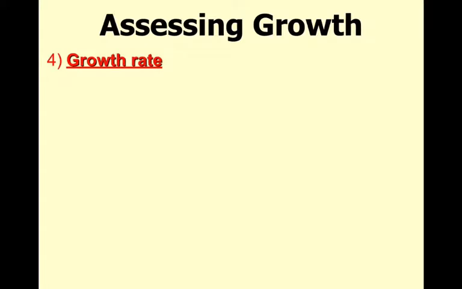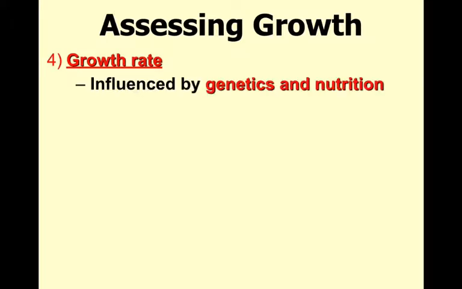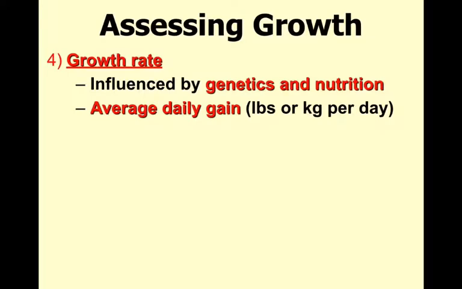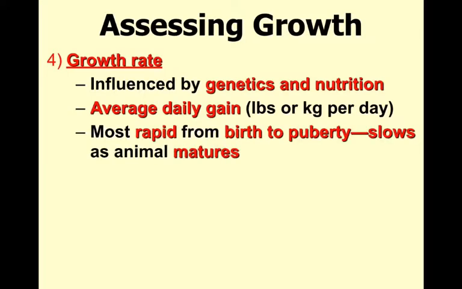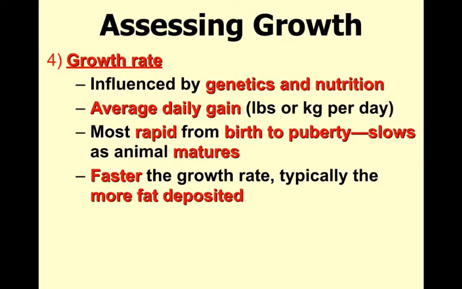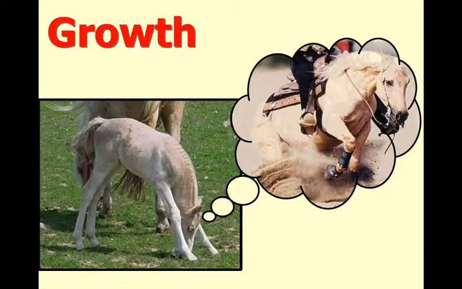The fourth way to assess growth is through growth rate. We started looking into that last week when we were talking about average daily gain, and it is influenced by a combination of genetics and nutrition. Average daily gain is the most standard. We can measure it in either pounds or kilograms per day. Looking back at that S-curve, the most rapid growth is from birth to puberty, and it starts slowing down as those animals mature. Generally, the faster the growth rate, the faster we get them to where they can deposit fat, and we'll see more fat deposited on animals with higher growth rates.